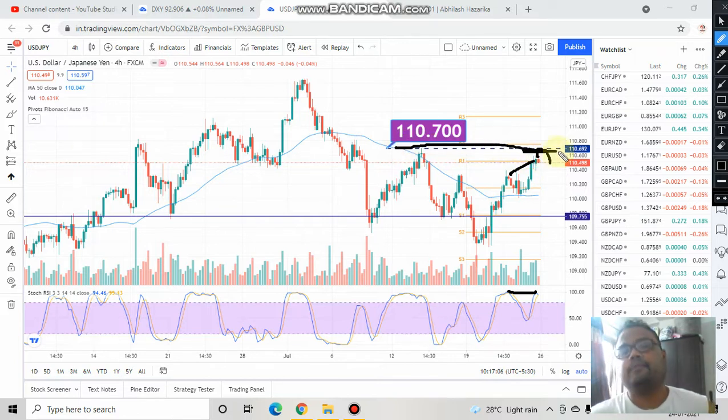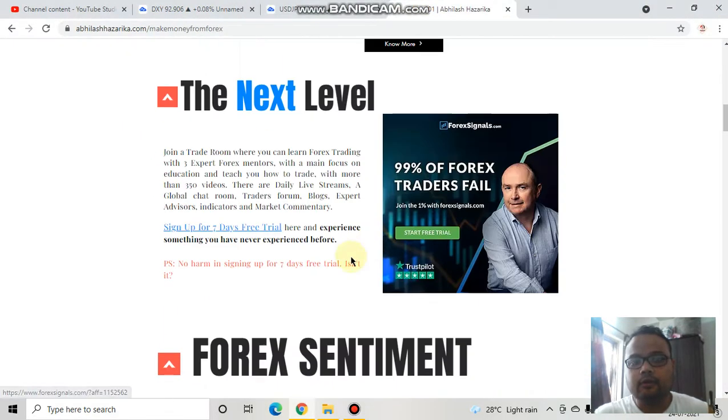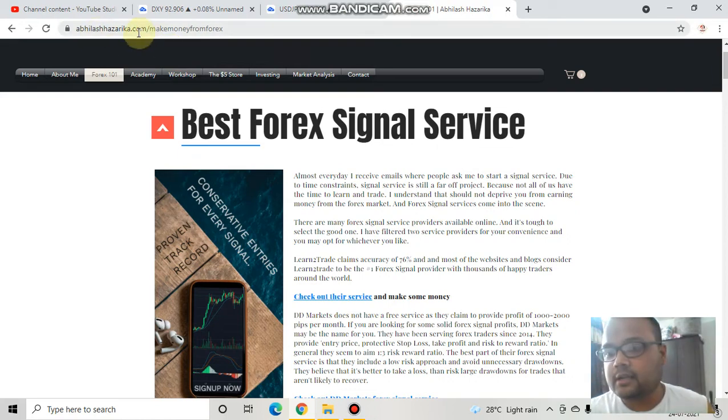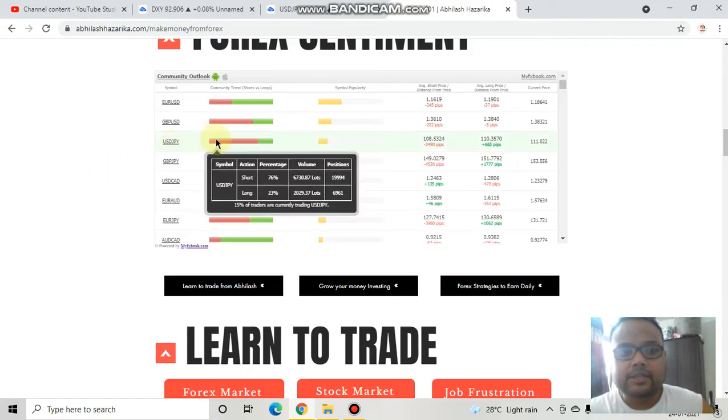And if you go to the Forex sentiment meter, which you'll find on my website avilashhazarika.com under the Forex 101 section, you can see that 76% of retail traders have taken a short position and 23% of retail traders have taken a long position.